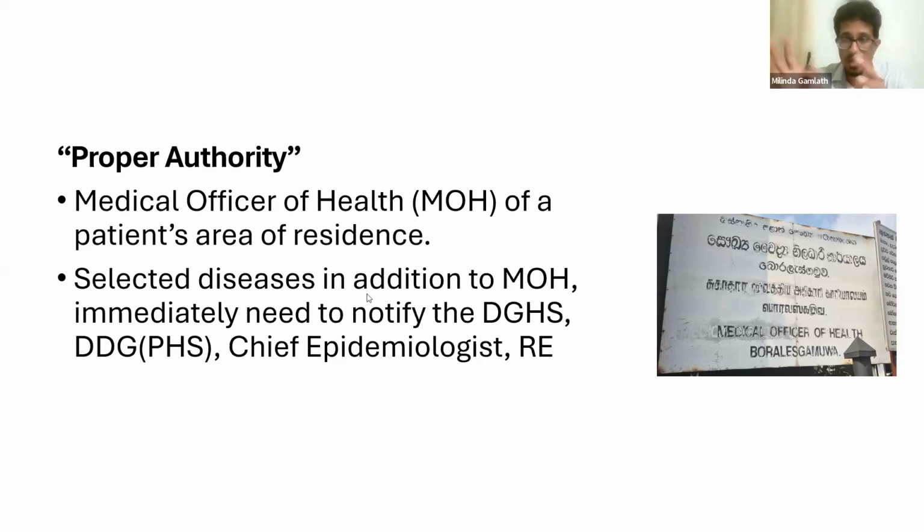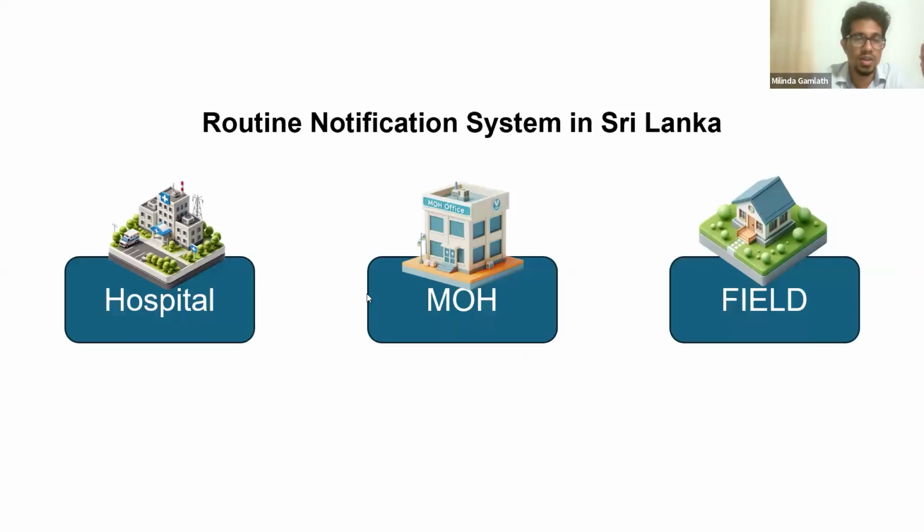In addition, like Manli said, there are these Group A diseases. Those 3 diseases should be informed in addition to the Director General of Health Services, the Deputy Director General of Public Health Services, and the head of the epidemiology unit, who is called the Chief Epidemiologist. Those 3 people also have to be informed in these Group A diseases, because these are diseases with a high likelihood of going into outbreak situations, which have basically now been eliminated in Sri Lanka.